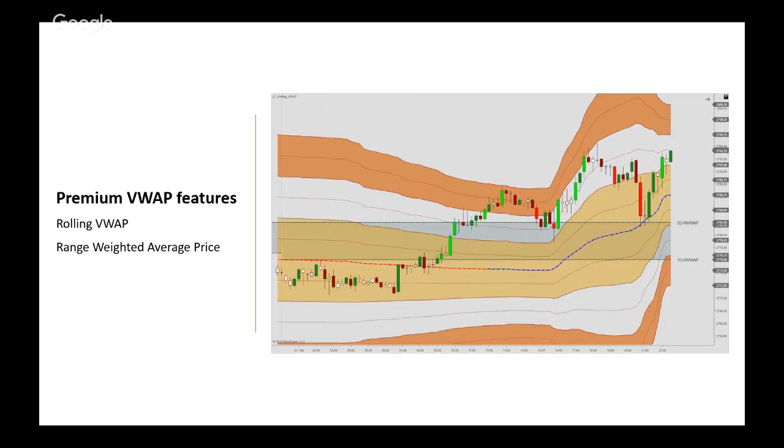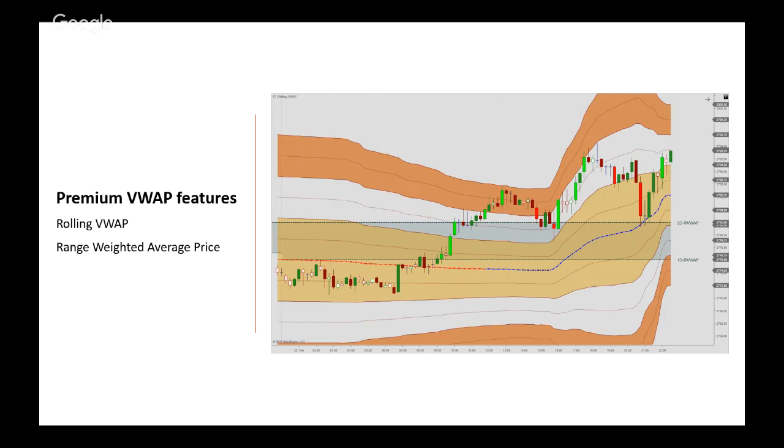Finally, the premium package also comes with a rolling VWAP. Here we have a 1-day rolling VWAP. So that is a moving window, not anchored at the beginning of the session, but taking data from the previous session, moving it forwards. So if you take a 3 or 5-day rolling VWAP, you'll be able to have a more accurate reading at the outset of the week.